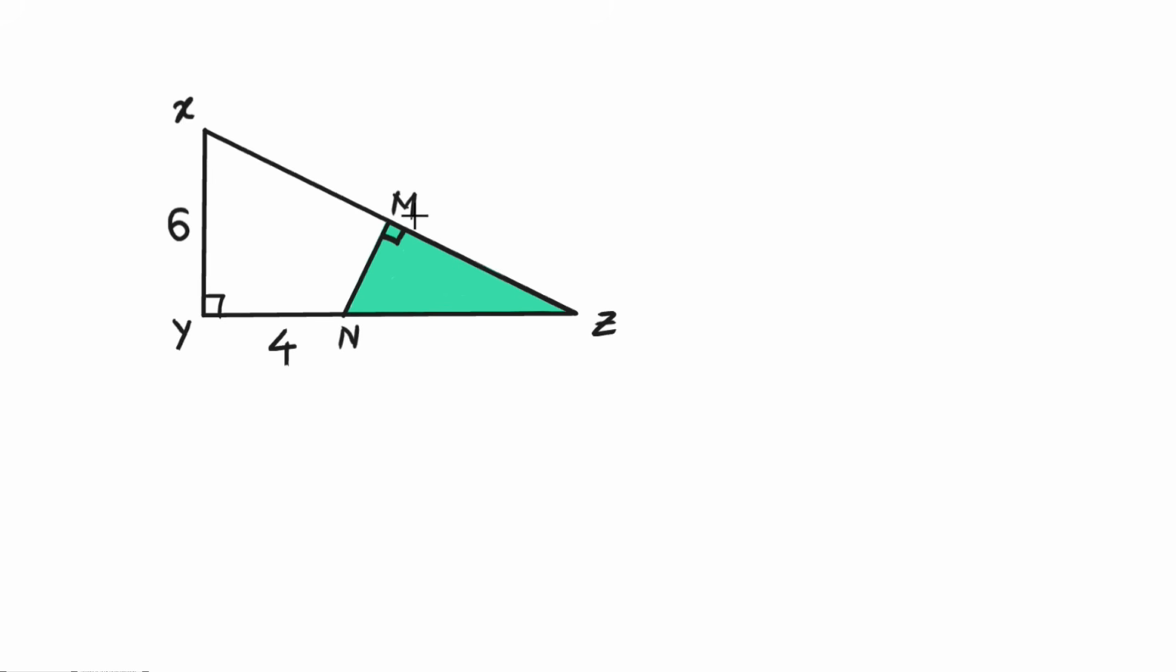First, MN is perpendicular to the hypotenuse XZ. Second, M is the midpoint of XZ, so XM equals MZ. Third, the length of XY is 6 units, and the length of YN is 4 units. Our goal is to find the exact area of triangle ZNM.